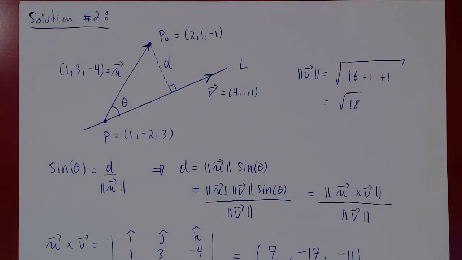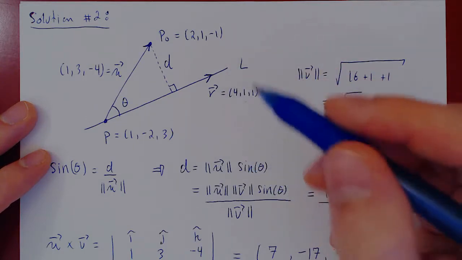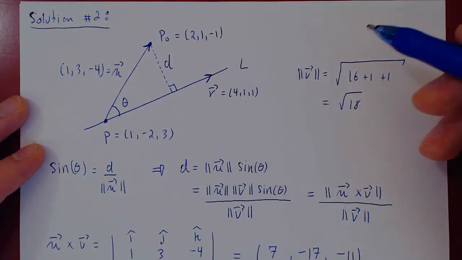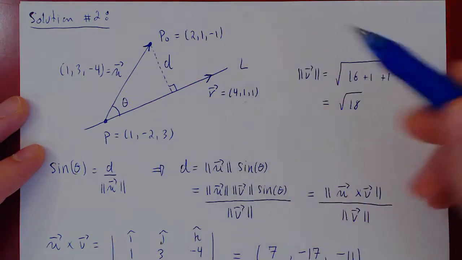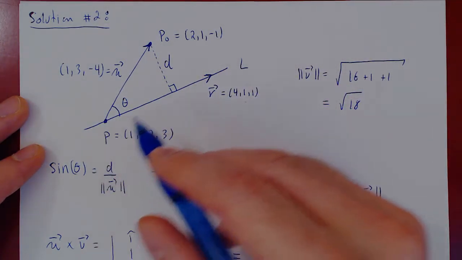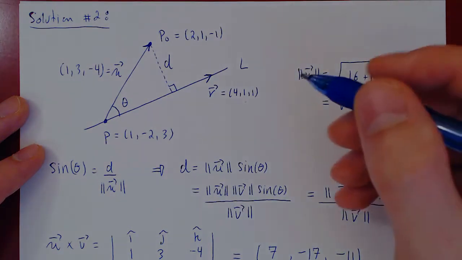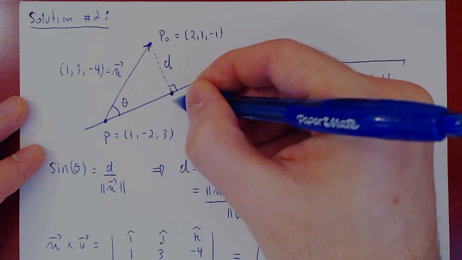One thing is worth mentioning though. There is, in one respect, a reason why this solution is slightly weaker than the solution using orthogonal projections. What if I asked you from this solution to give me the point on the line L that lies closest to the point P naught? If you think of it, this is the point lying right here. Let me call this point Q.